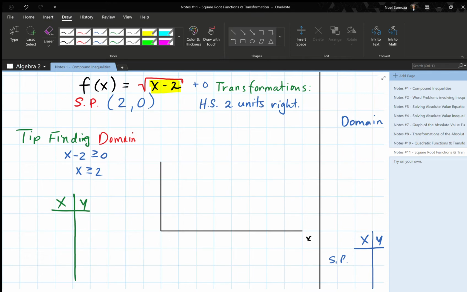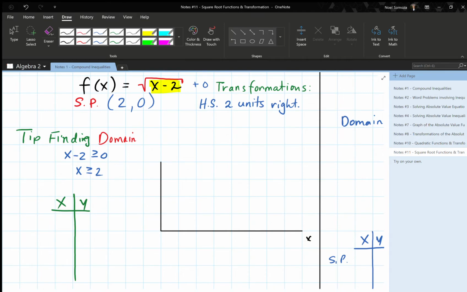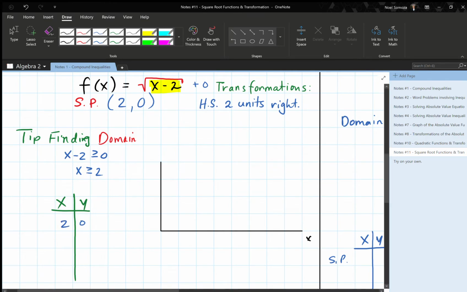For example, a number smaller than 2, if I plugged in 0 here, 0 minus 2, I get square root of negative 2. That's imaginary, right? So I can't use that. That's not a valid input. So I have to pick numbers a little bit bigger than 2. Okay, so I know that my starting point is 2, 0. And for the rest of my domain, I want numbers bigger than 2.